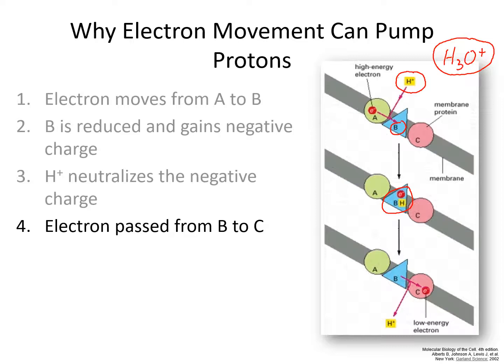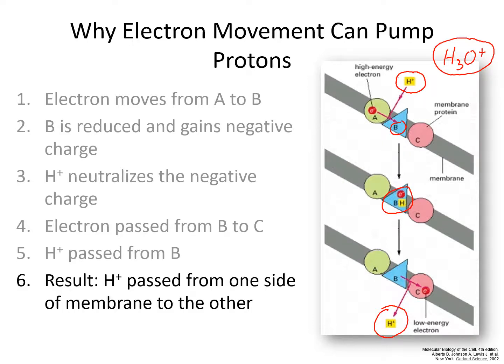Then when an electron passes from B to C, now we oxidized B and we're reducing C. That proton is no longer needed on B because it now has a positive charge, right? Because the electron left and went to C. And that proton then can be released. And it can be released on the opposite side of the membrane from which it was picked up. And that pumps protons from one side to the other. So the result, protons pass from one side to the other. We've seen that before. That's a little review. Make sure it's real clear.